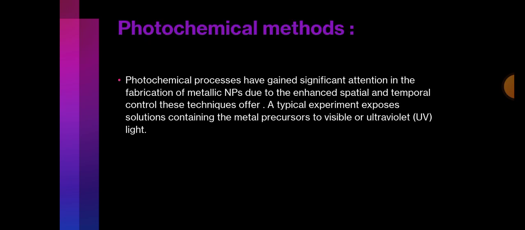Photochemical methods. Photochemical processes have gained significant attention in the fabrication of metallic NPs due to the enhanced spatial and temporal control these techniques offer. A typical experiment exposes solutions containing the metal precursors to visible or ultraviolet light.